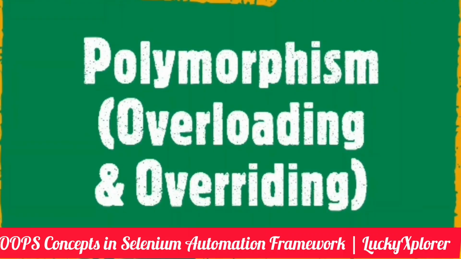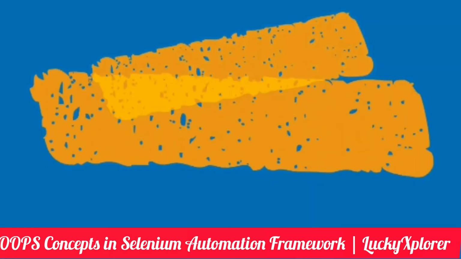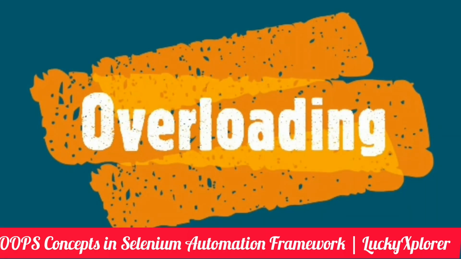The concept which we are going to discuss is polymorphism. As you know, we can achieve polymorphism in Java either by using method overloading or by method overriding. Now let us see how we can utilize method overloading. That is how we can explain to the interviewer how we have used method overloading in our automation framework.